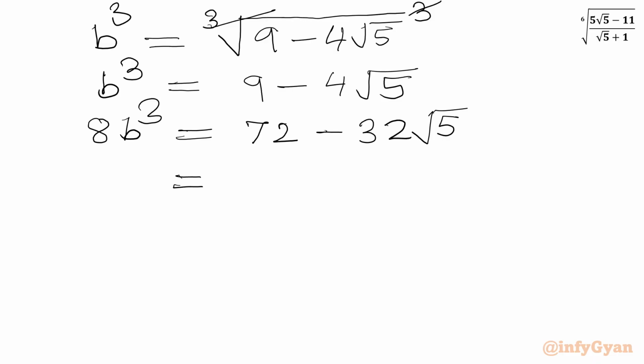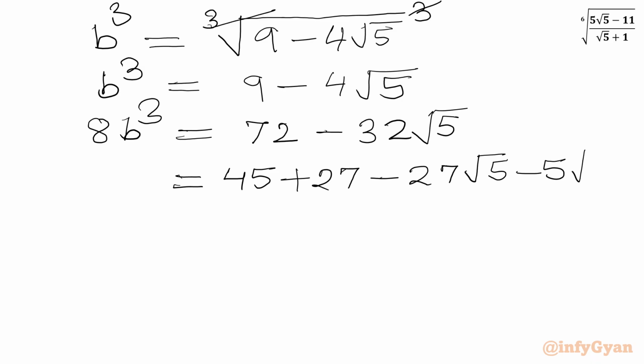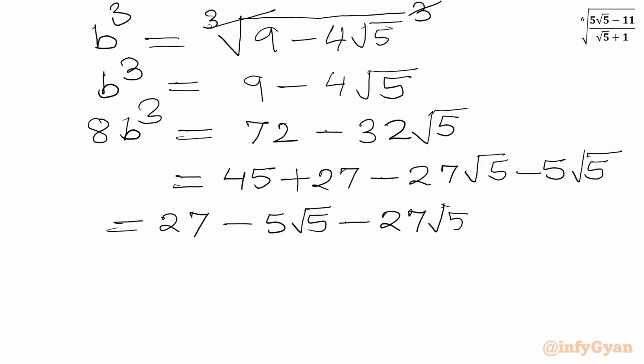I will write 72 as 45 plus 27. And I will split minus 32 root 5 as minus 27 root 5 minus 5 root 5. Now I will rearrange our terms. So I can write 27 first. Then I will write minus 5 root 5. Then I will write minus 27 root 5. And then I will write 45.